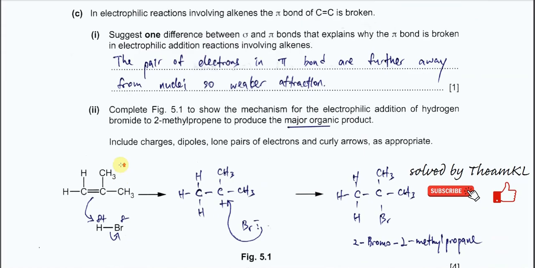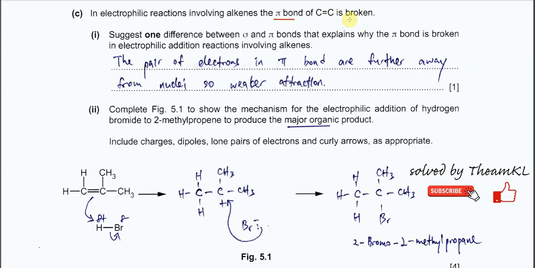Part C. In the electrophilic reaction involving alkenes, the pi bonds of the CC double bond is broken. Whenever there is electrophilic reactions, the one that always break is the pi bond. Means in the CC double bond, the bonds that will break is always pi bond, not sigma bond. Why? Very easy and very simple.